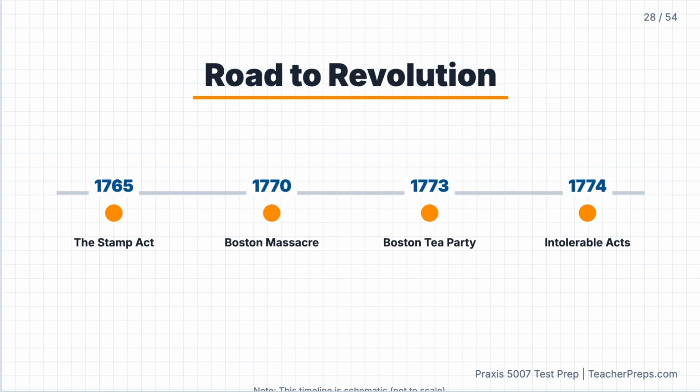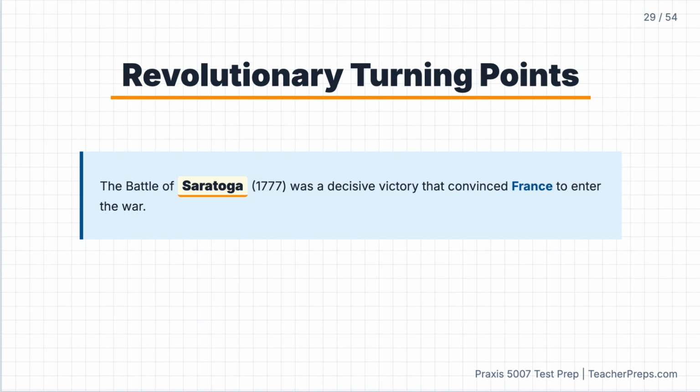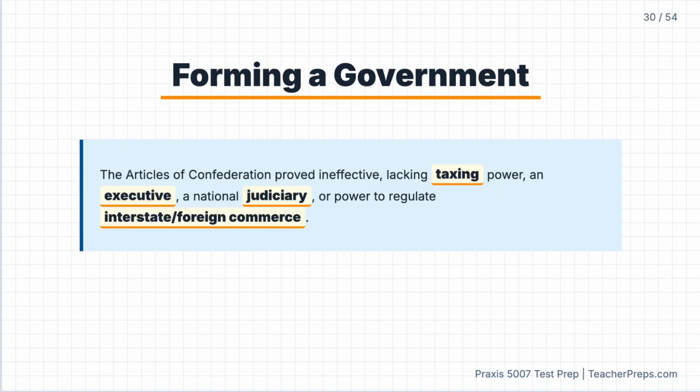Now, this timeline shows the escalating chain of events from tax protests like the Stamp Act in 1765 to punitive measures like the Intolerable Acts in 1774 that eventually led to the war. For exam day, remember that the Battle of Saratoga was the key turning point that brought the crucial French alliance into the war. Now, after the war, the Articles of Confederation proved ineffective.